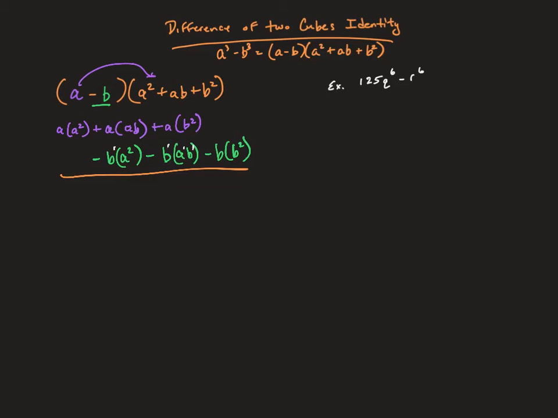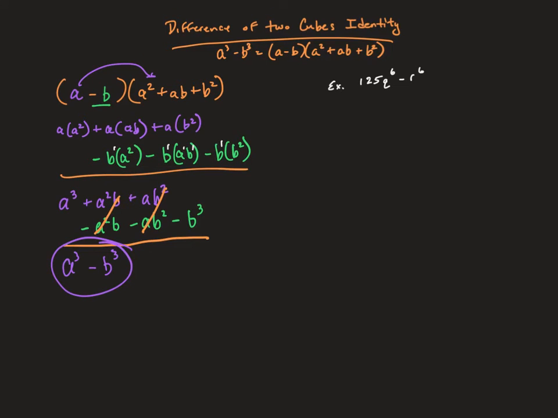Remember, this is going to be a cubed plus a squared b plus a b squared minus a squared b minus a b squared minus b cubed. That's going to become 0, that's going to become 0, so I just bring down my a cubed minus b cubed, and there we go. We were able to prove that identity just by working backwards.